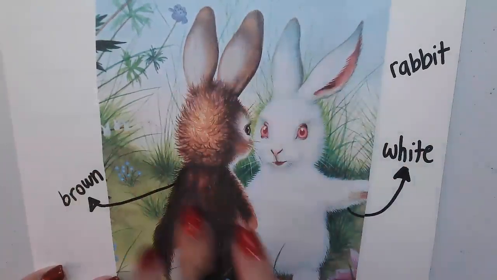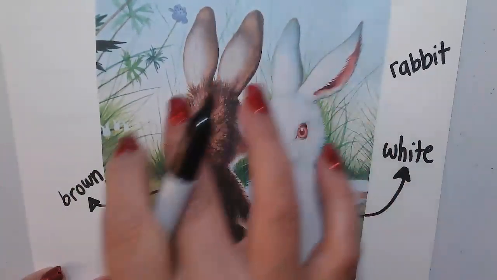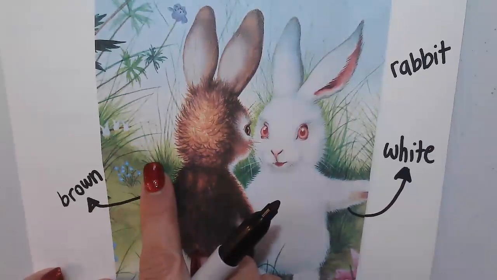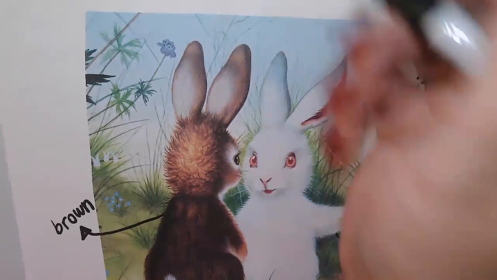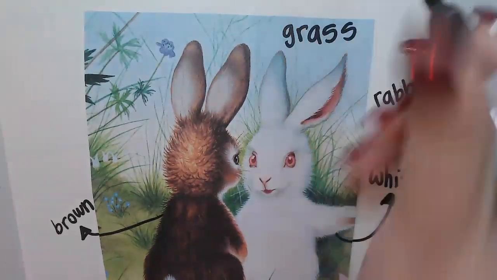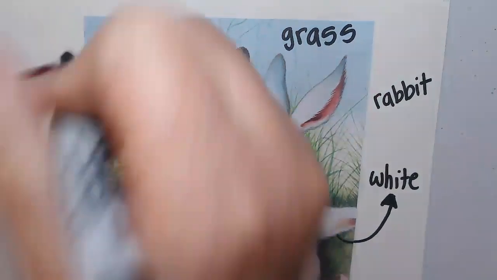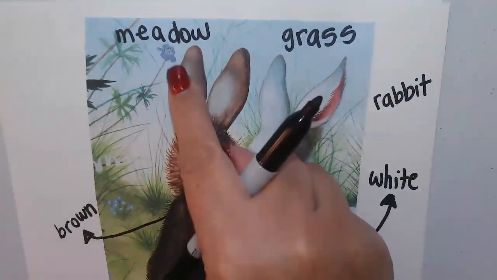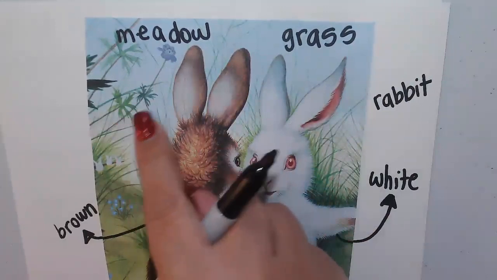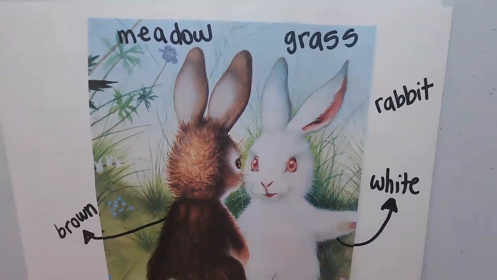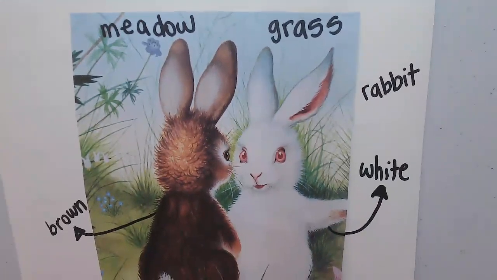Maybe some of you noticed the setting. What's the background? Where is this picture taking place? It's taking place in the grass, in the grassy area. And sometimes a grassy area can be called a meadow, a grassy area where you see lots of flowers and plant life and all kinds of grasses. These are all words that might have come up as you looked at this picture, okay?